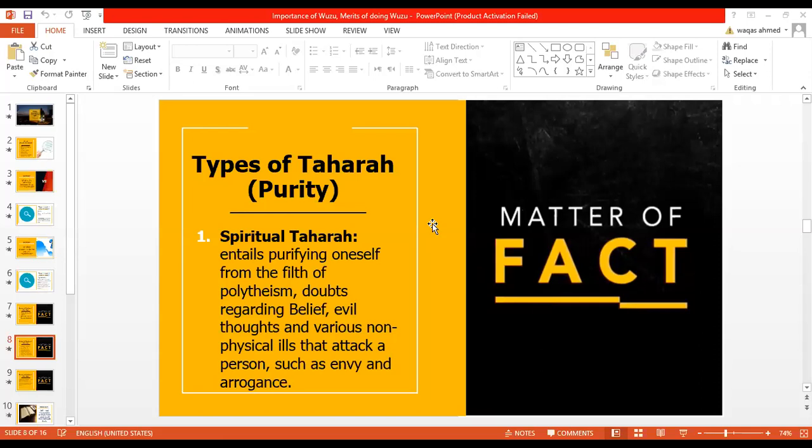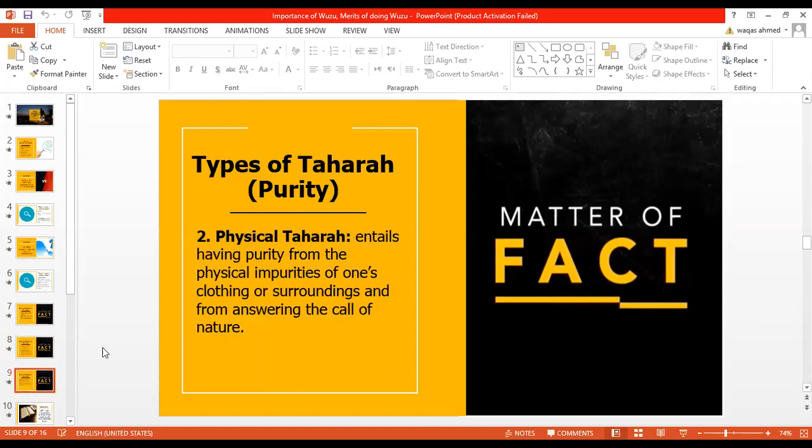Okay, so spiritual tahara means making oneself clean from all these sicknesses, like doubts, envy and arrogance. So these are the spiritual sicknesses, right? If we talk about physical tahara, it entails having purity from the physical impurities, like if you have some dirt on your clothes and surroundings. For example, if a person who is not clean takes a bath, he can get himself clean from outside, and it will be called that he has got the physical tahara.